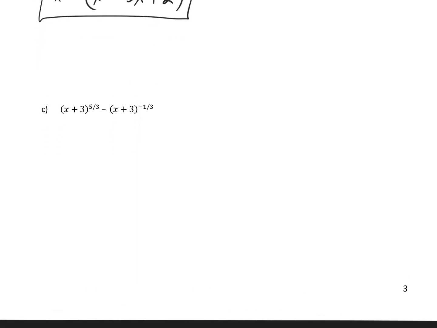Now let's take a look at C. Ooh, this one's even more of a step up. We have the fractional exponents and we have binomials. The binomials are the same, but the fractions are different. So again, when we're factoring, we're going to factor out the smallest one.